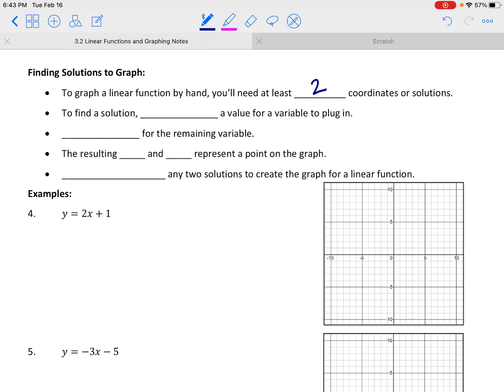Well, because there are an infinite number of them, we can pick any value for a variable that we want. So we're going to start off by picking a value for a variable to plug in. It doesn't matter which variable, it doesn't matter which value you pick, just pick something, start somewhere, and plug it in. And then you have to solve for the remaining variable. So you're picking something for one of the variables, you're plugging it in, and then you're going to solve for what's remaining. So you can pick any variable you want to start, but there will be a specific corresponding value that goes with that. And the resulting x and y is going to represent a point that is on your graph. So you can connect any 2 points, any 2 solutions, to create the graph for your linear function.